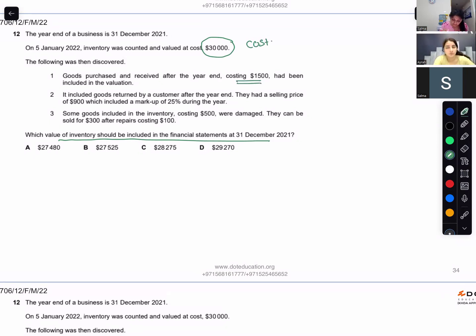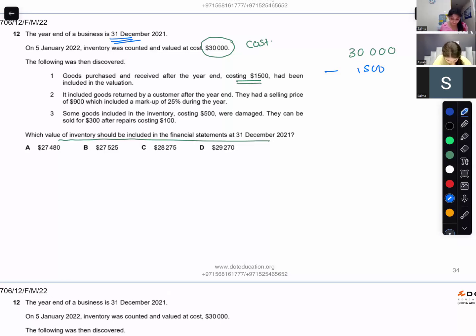So you'll put 30,000 first, and then you minus 1,500. Why will you minus 1,500? Because it had been included in this when it was not supposed to be, as it was purchased and received after year end. So it is not a part of the closing inventory of 31st of December. Then it included goods returned by a customer after the year end. They had a selling price of $900, which included a markup of 25% during the year.